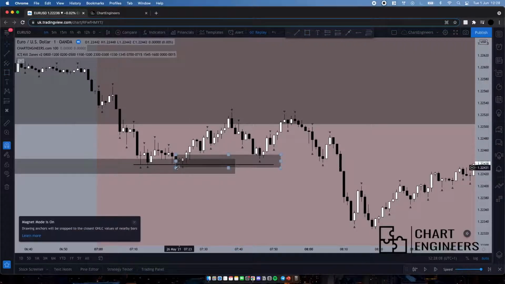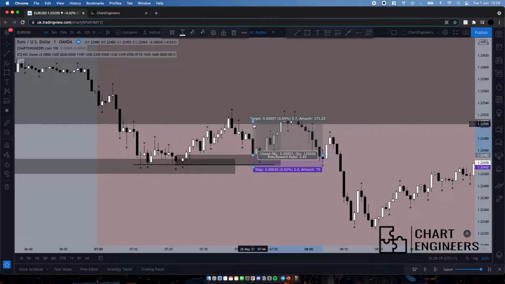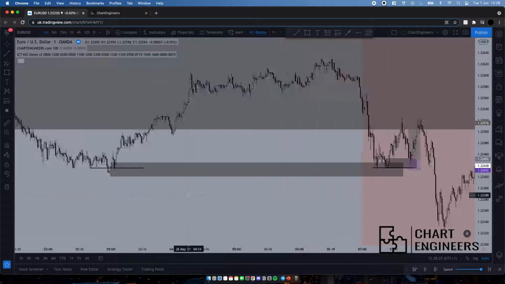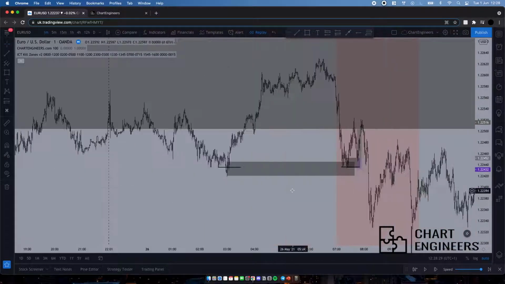So this is a raid candle over here. And I think this was a 2-pip stop. Yeah, 2-pip stop. And this one actually hit 3.2. So on this I had 2 and then a +3, so +5R.